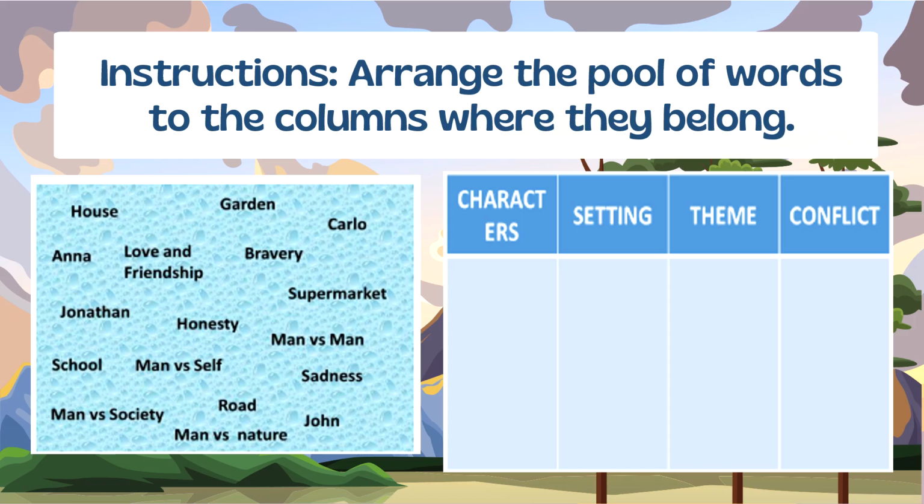There are 5. Under theme, the lessons, the values, we have love and friendship, bravery, honesty, sadness. That's it. There are four. And under conflict, the man versus or the person versus. So we have man versus self, man versus society, and man versus nature. There are four.